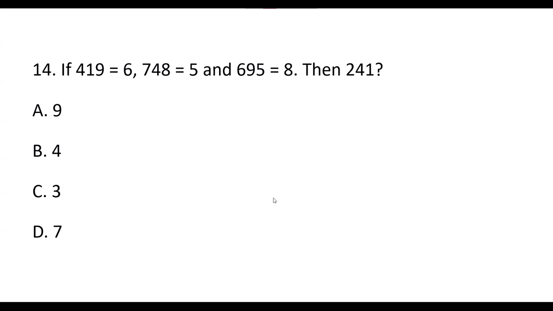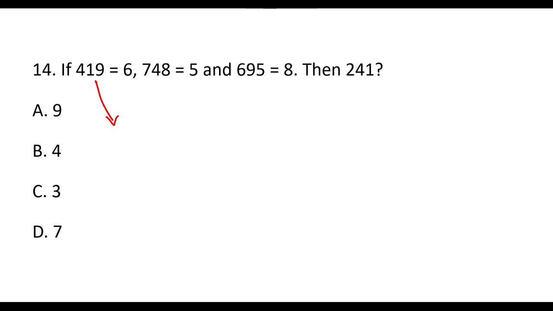Now try this question. 419 represents 6, 748 represents 5, 695 represents 8, then what does 241 represent? Options: 9, 4, 3, 7. So what's the logic? 9 plus 10, 10 minus 4 is 6.